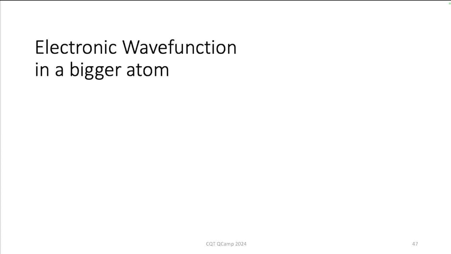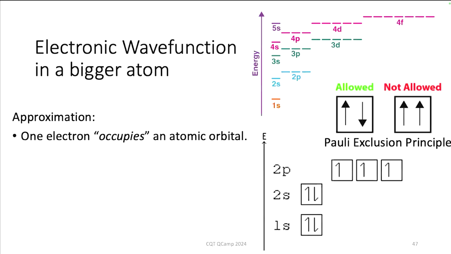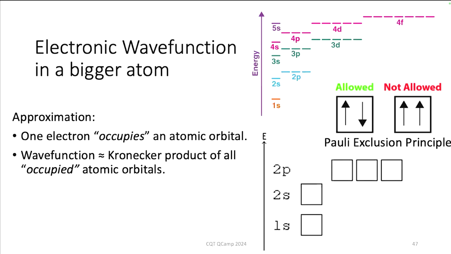So to make this simpler, chemists have come up with a special approximation. Basically, one electron occupies one atomic orbital with different spins, using the Pauli exclusion principle as the fundamental rule. Okay. So what this means is that the wave function of electrons in the atom is a Kronecker product of all the occupied atomic orbitals.